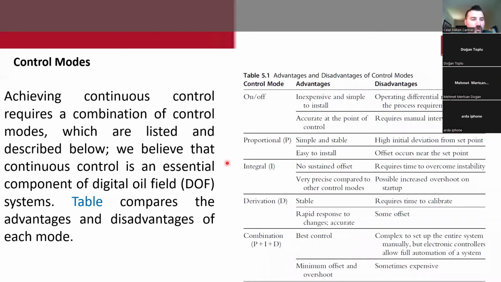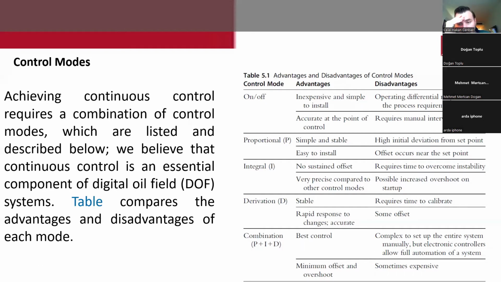The next one is the control modes. I gave here the control modes: on, off, proportional, integral, derivative, and a combination of all of these. When we go for on and off, it means 100% closed or 100% open. This is inexpensive. It's a basic mechanism, used for 50 years in the oil and gas industry. It's inexpensive and simple to install. The disadvantage is the operating differential may be outside of the process requirement. In most cases it's happening.